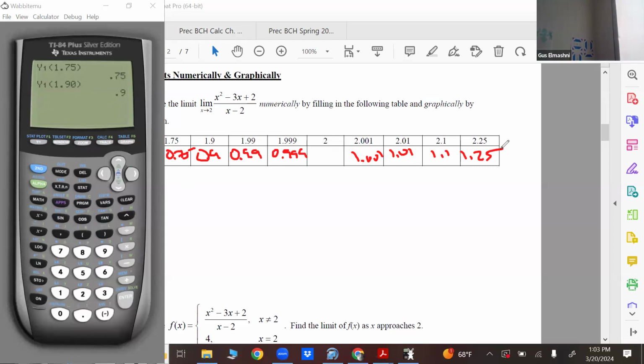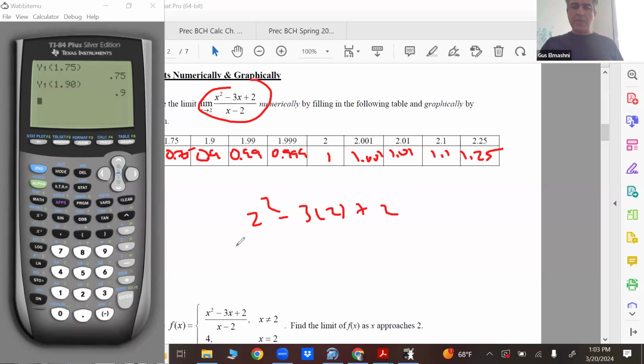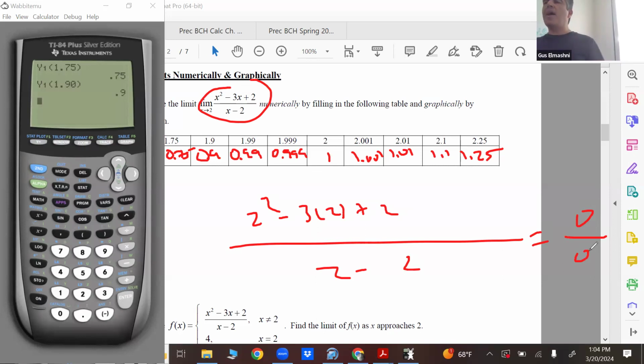As you get closer and closer to 2, what does y converge to? 1. And we talk about convergence, and it's different, not series, but we're still going to use that term convergence. 1. However, if you plug 2 into this, you get 2 squared minus 3 times 2 plus 2 over 2 minus 2. What does that become? 0 over 0. What do you say when that happens?